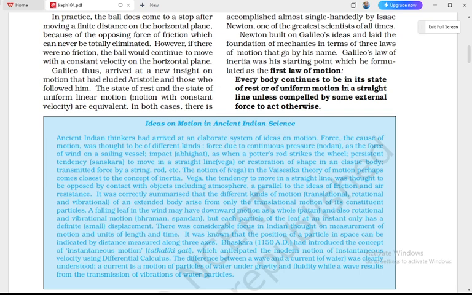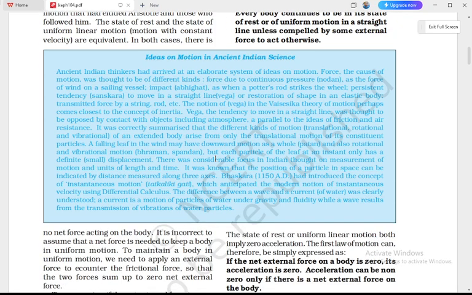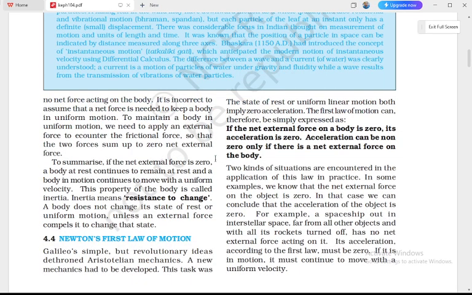Every body continues to be in a state of rest or uniform motion in a straight line unless compelled by some external force to act otherwise. The state of rest or uniform linear motion both imply zero acceleration. The first law of motion can therefore be simply expressed as: if the net external force on a body is zero, its acceleration is zero. Acceleration can be non-zero only if there is a net external force on the body.